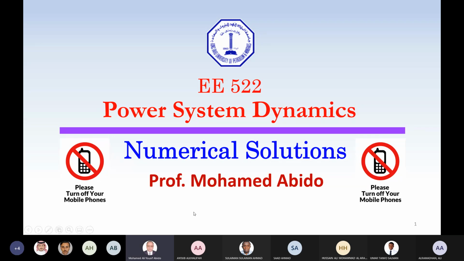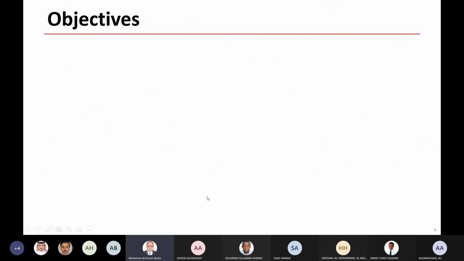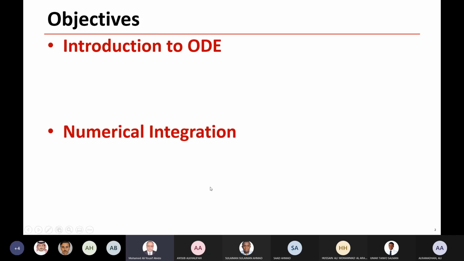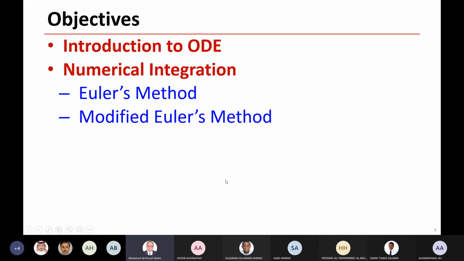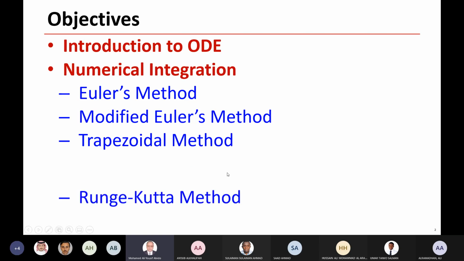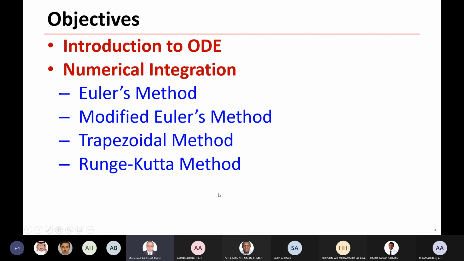So today, inshallah, we'll see the numerical solution of the swing equation. So we will see the ordinary differential equations, numerical integration methods. We will see the Euler method, which is a very simple method, modified Euler method, which is better than the Euler method, trapezoidal method, which is another numerical integration technique, and the Runge-Kutta method.